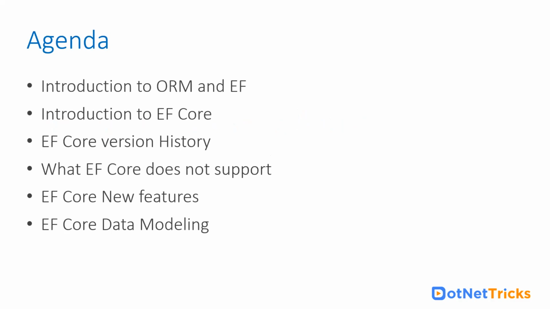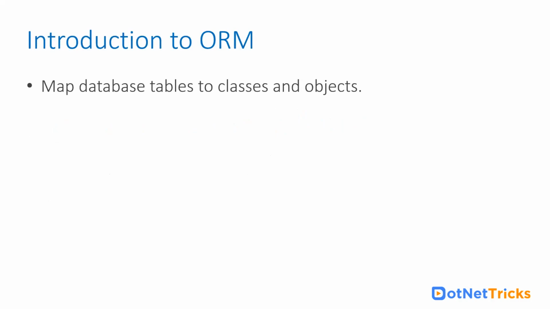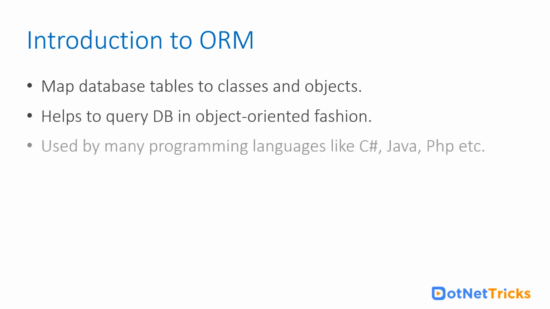Entity Framework Core is an ORM framework which helps us to query the database in an object-oriented fashion. What an ORM framework does is map the database tables to a C# object. Now instead of querying the tables directly, we query the object, and when you query the object, behind the scenes it queries the tables.